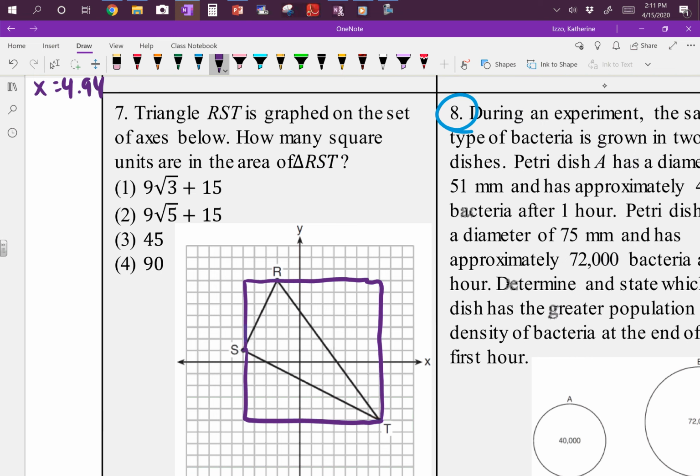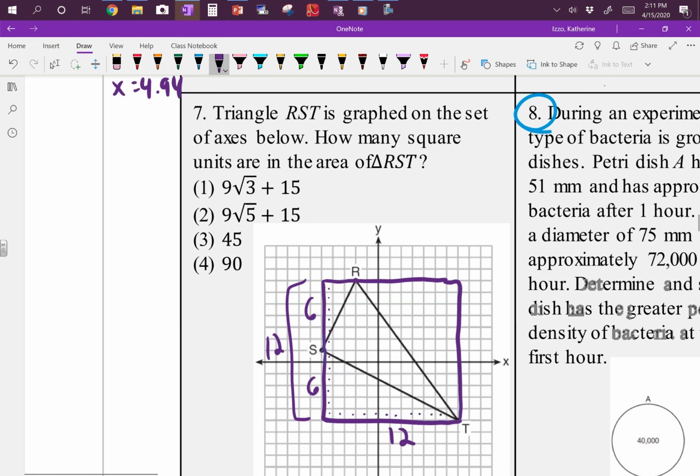We've got how many boxes on the bottom? 1, 2, 3, 4, 5, 6, 7, 8, 9, 10, 11, 12. 12 right there. And 6 up, and 6 more. So it's a 12 by 12 block. If I were trying to find the area of the big purple square, area would be base times height, so that would be 12 times 12, which would be 144.